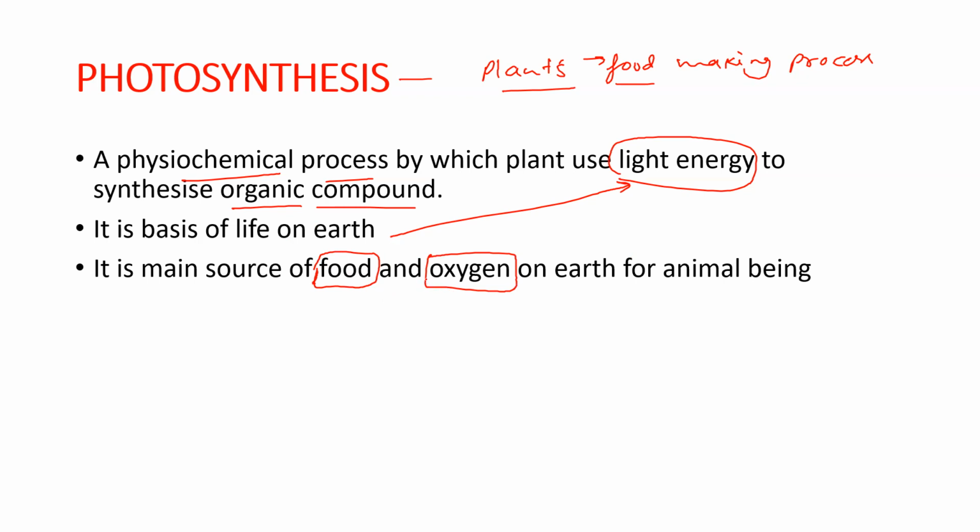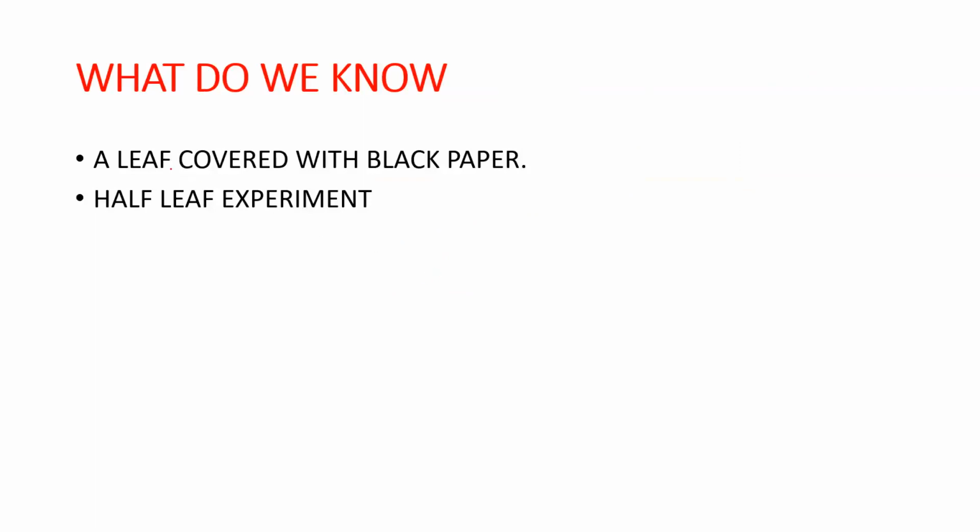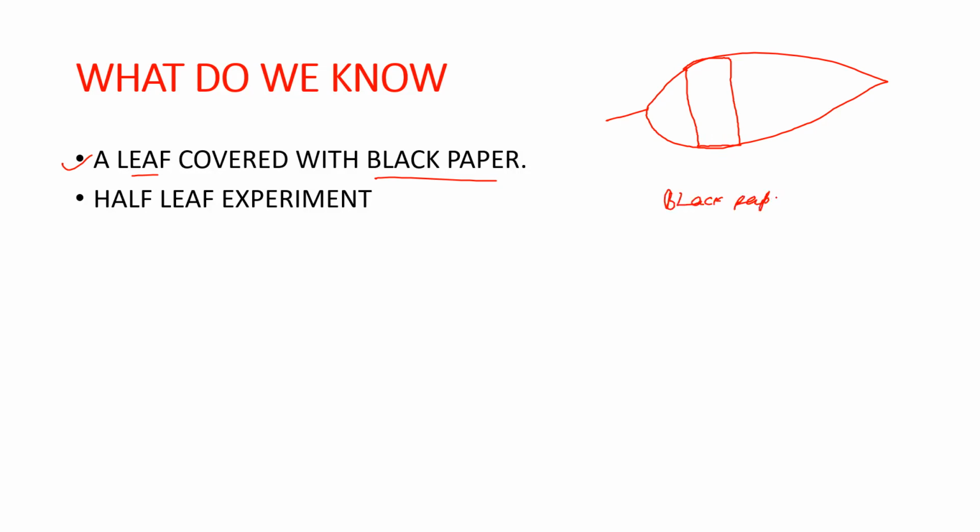So there are some experiments which show that photosynthesis is a light dependent reaction and carbon dioxide is required for photosynthesis. So in NCERT, the first experiment given is a leaf covered with black paper. For that, take a leaf, cover some part of it with black paper and expose it to sunlight. Then after some time, remove the black paper and test this leaf for starch.